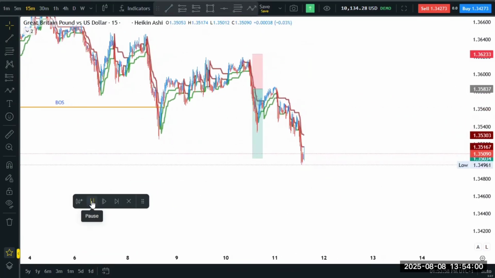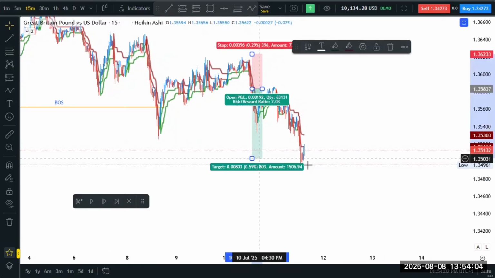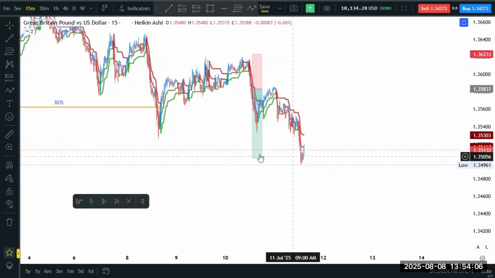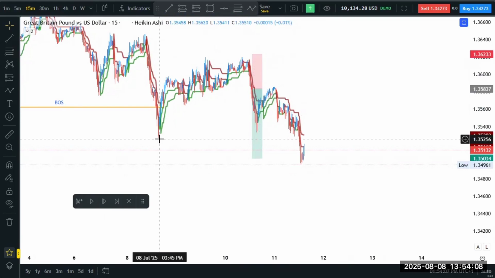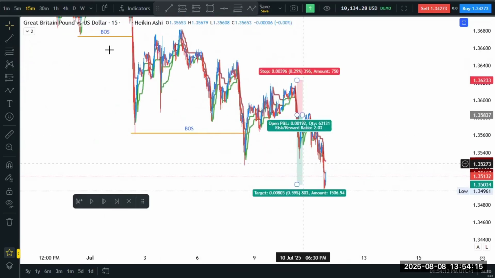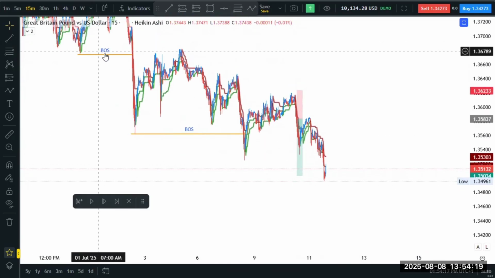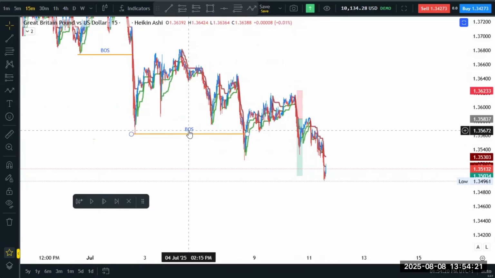And you can see now that price has given us our 1 to 2. It has given us our 1 to 2. Now this always happens. If you have the ability to identify your break of structure, this is the first break of structure that we see. This is the first break of structure. This is our second break of structure.